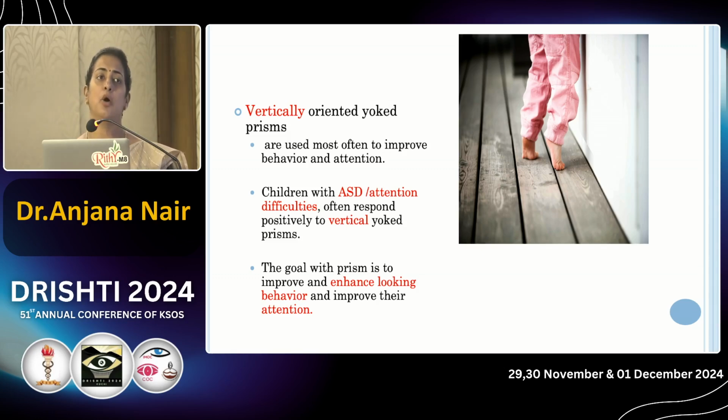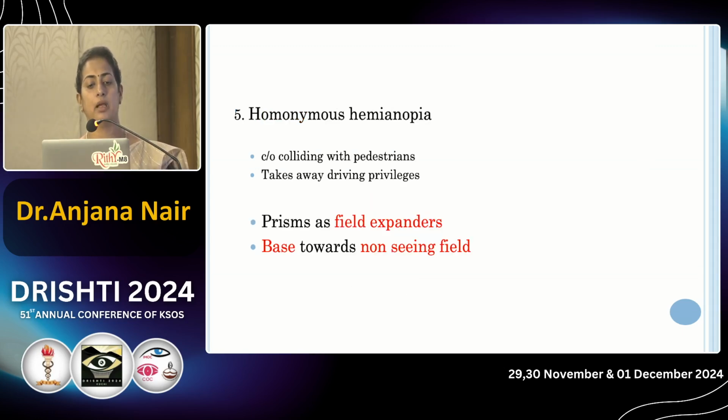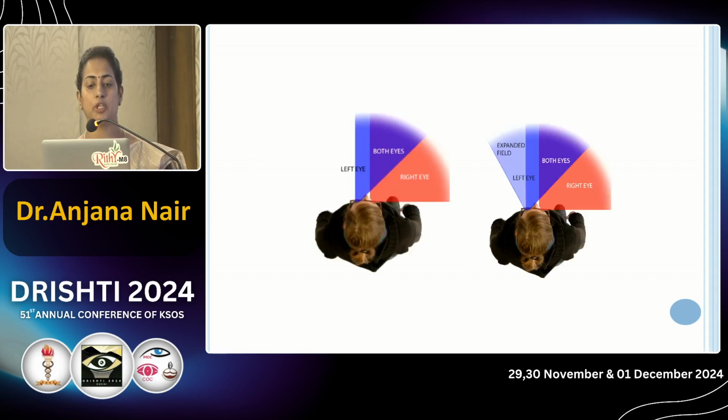In such cases, vertically yoked prisms would be helpful to improve their posture, gait, etc. and it enhances their attention and engagement. And homonymous hemianopia is a scenario where prisms are used as field expanders, where your base direction of the prism should be towards the affected side or the non-seeing side.